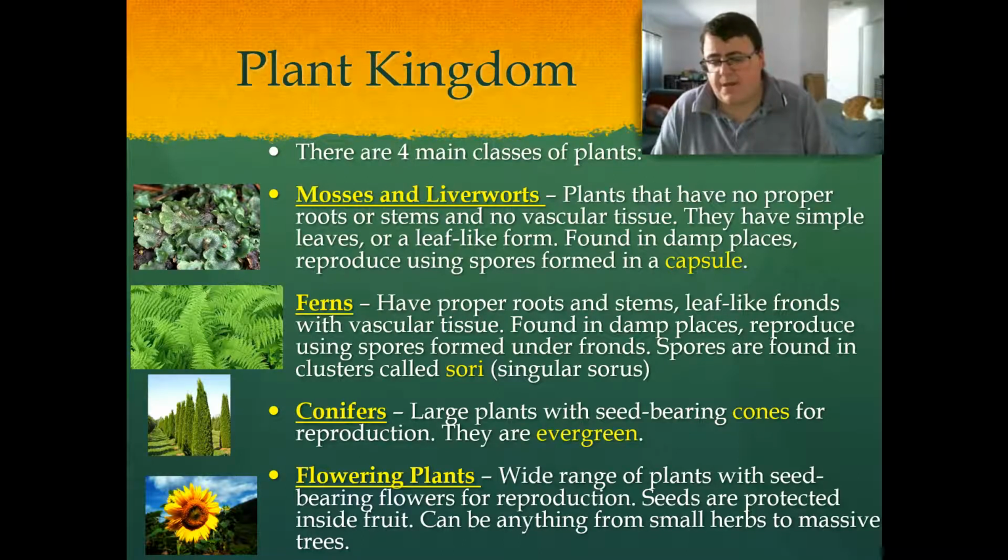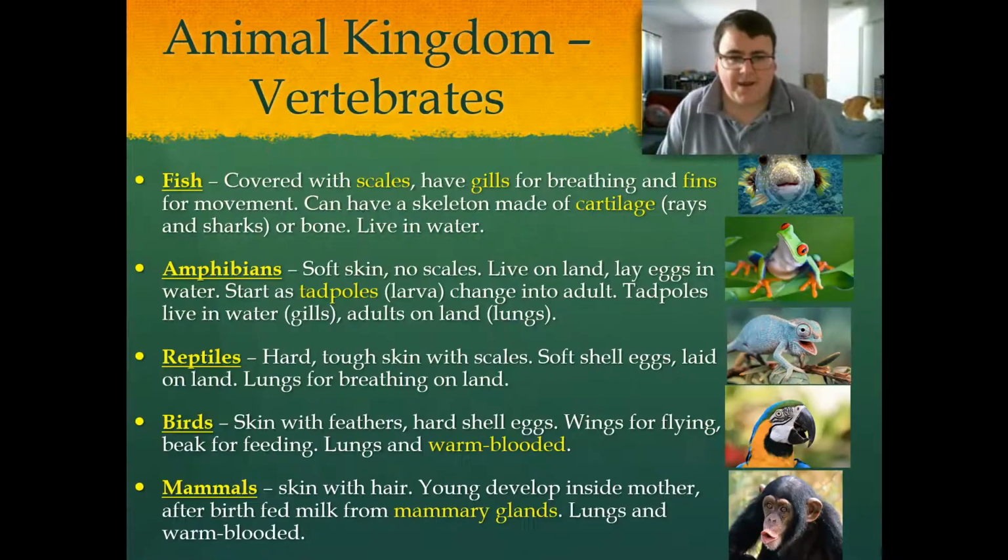Lastly, we have flowering plants, and this is where we're going to start looking at our dicots and monocots. Wide range of plants. They're going to have seed-bearing flowers for reproduction, and their seeds are generally protected inside of fruit. They can be anything from small herbs to massive trees, so there's a very large group of plants there. There are your 4 main categories of plants, and that's the last time I'm going to probably talk about plants in this PowerPoint, so rest easy.